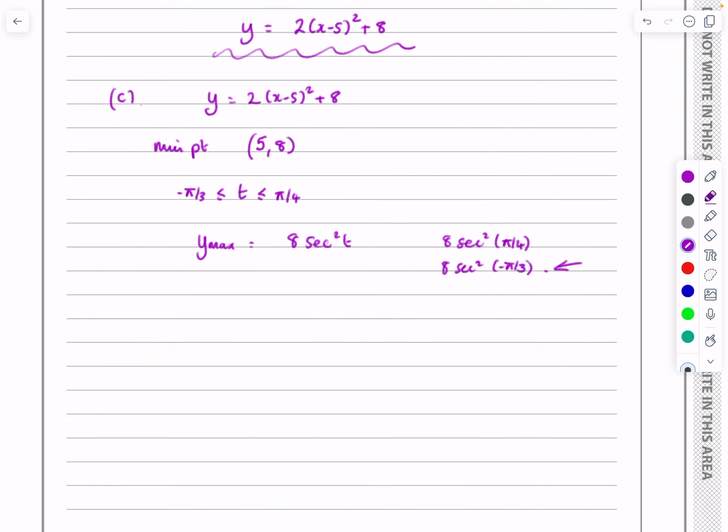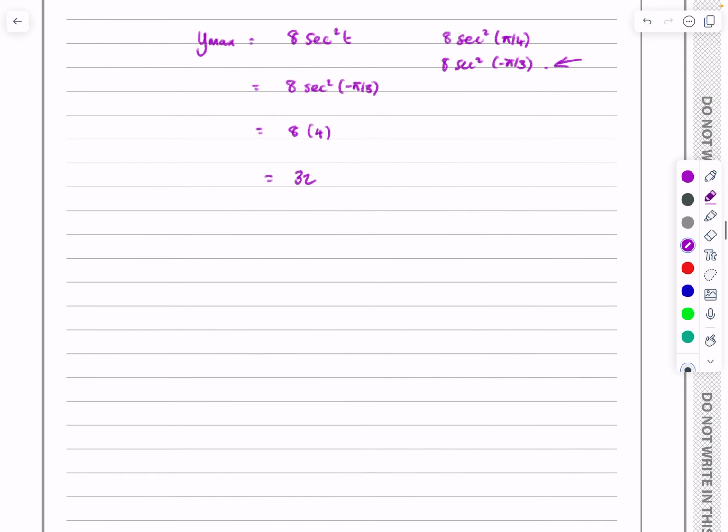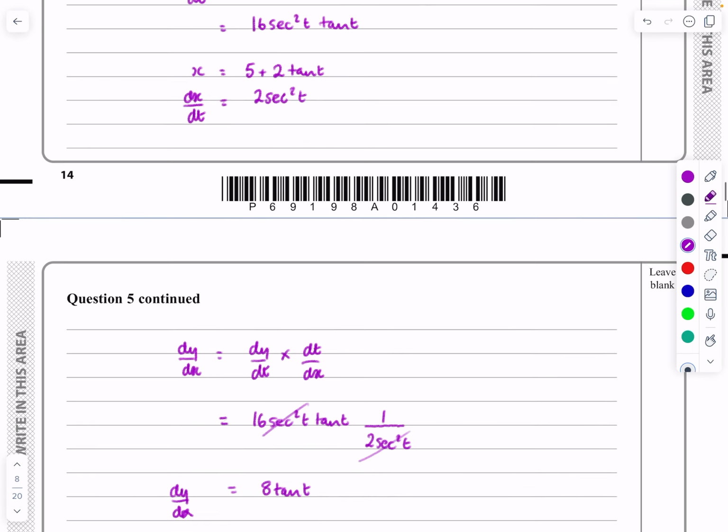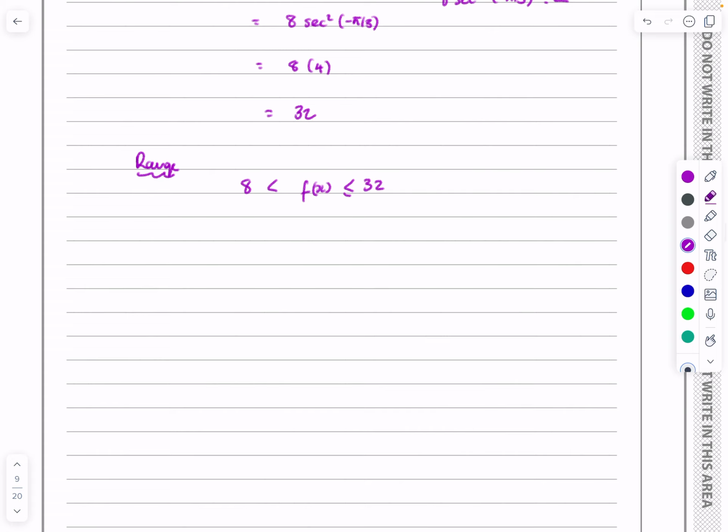And actually it's that one that gives us the larger value. So 8 sec squared minus pi over 3 works out to be 8 lots of 4, which works out to be 32. So my range of values then for f(x) is between 32 and 8, and let's just look at those limits again, including the equals part. So that's the range of values for that question. Okay, hopefully that all makes sense to you.